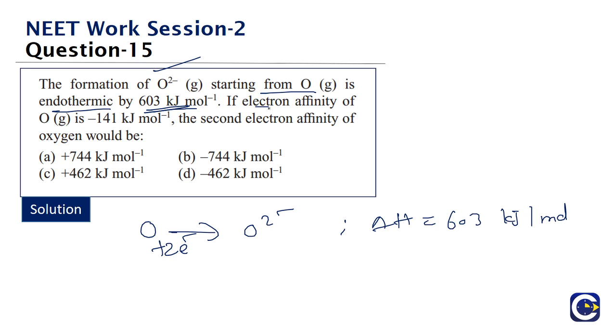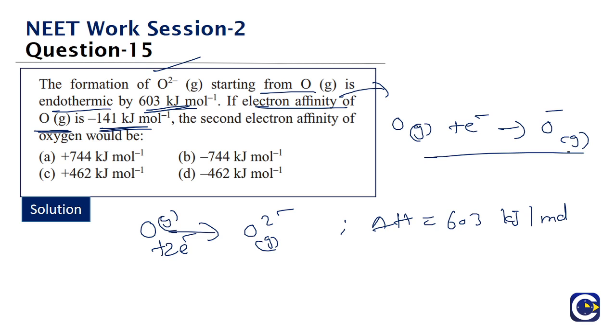If the electron affinity of oxygen is minus 141. So we're talking about electron affinity, which for oxygen means: if we take a gaseous oxygen atom and give one electron, it will form gaseous O minus ion. When you form the gaseous O minus ion, the energy change involved is minus 141, which is negative, representing that energy is released.